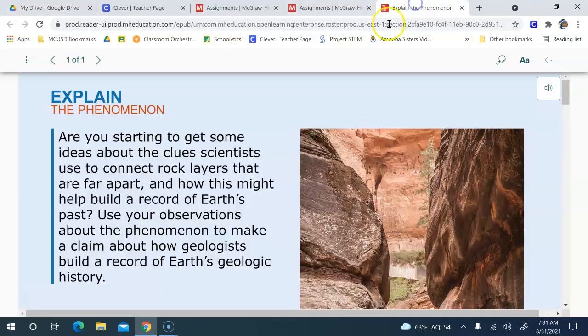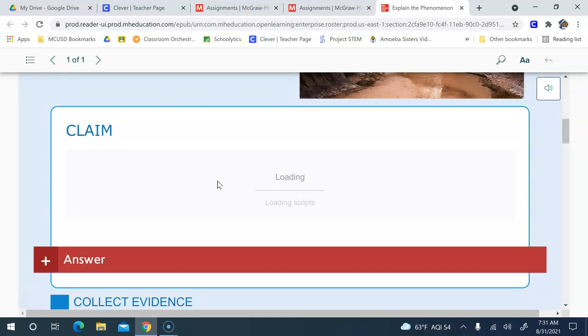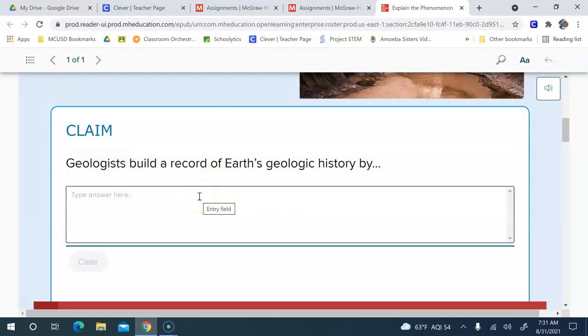Then finally, this has been assigned on McGraw-Hill. Explain the phenomenon. And it says, are you trying to get some ideas about the clues scientists use to connect rock layers that are far apart? How might this help build a record of Earth's past? You're going to use your observations about the phenomena to make a claim about how geologists build a record of Earth's geologic history. Now, this is under CER on McGraw-Hill. And just for today, you're going to put your claim in here about how geologists build a record of Earth's geologic history. This will be online. I will not be grading this in the book.